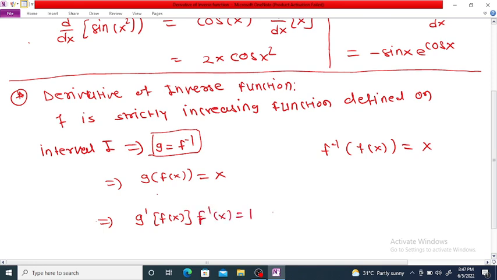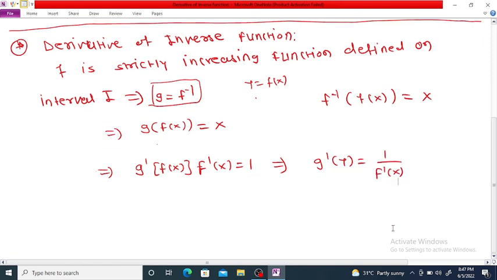is equal to the derivative of x, which is equal to what? 1. So from this, we write, say, y equal to f of x, and therefore g dash of y is equal to 1 divided by f dash of x. So from this we can write a formula for the derivative of the inverse function: g dash of y0 is equal to 1 divided by f dash of x0, where y0 is nothing but f of x0.